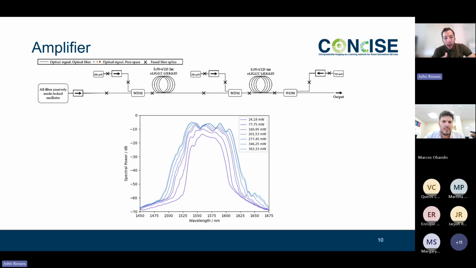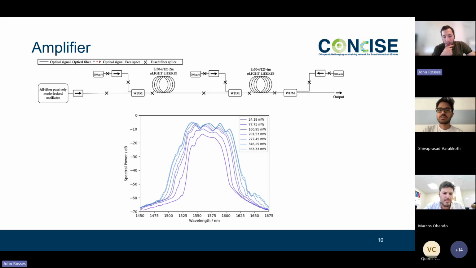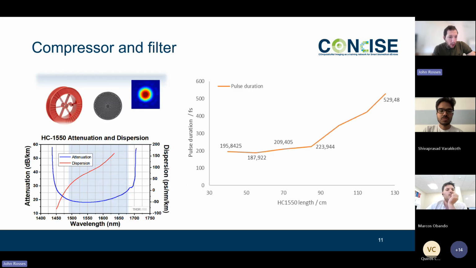With this more power and more broadening of the spectrum, we can now obtain good parameters to compress the pulse, because we want the shortest pulse possible to have the highest peak power, perfect for multi-photon microscopy. For the compression, we use a hollow core fiber, the same type as Salva chose before.